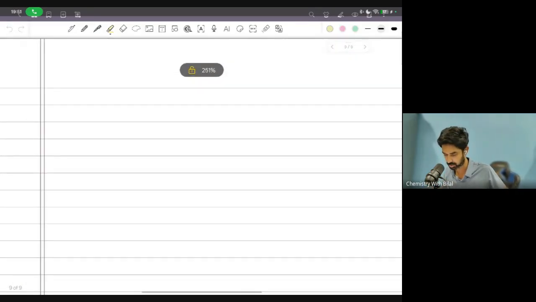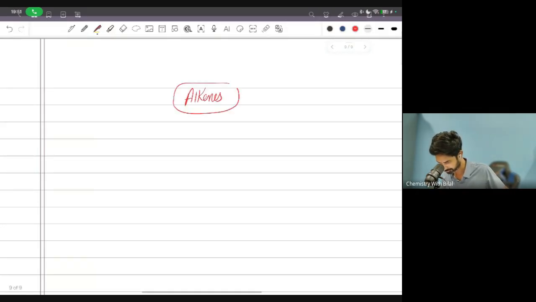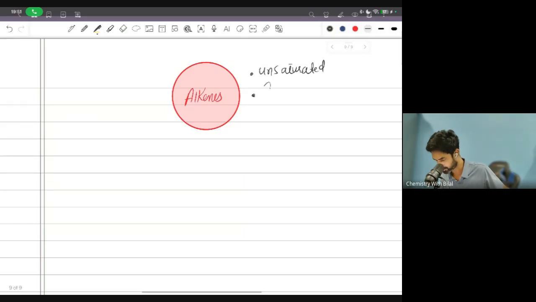Let's talk about alkenes now. थक तो नहीं गए आप लोग? Alkenes. इसका मतलब आप लोग नहीं थके. Alkenes are unsaturated. They have general formula CnH₂n. They give addition reactions. और बस ये इनकी थोड़ी सी बातें आपको पता होनी चाहिए.